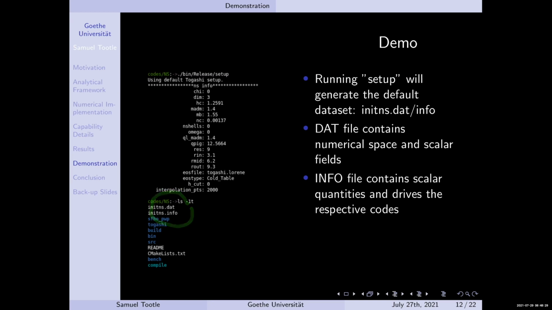The dat file is what's storing our numerical space and our scalar fields, our variable fields, and the info file you can think of as like a par file, but it's really a lot more than that, because all of our initial data can be rerun through the solvers, and you get a solution back. Well, it should immediately tell you that it's a solution. It's also tracking these quantities that we need in a fashion that we can modify and reuse.